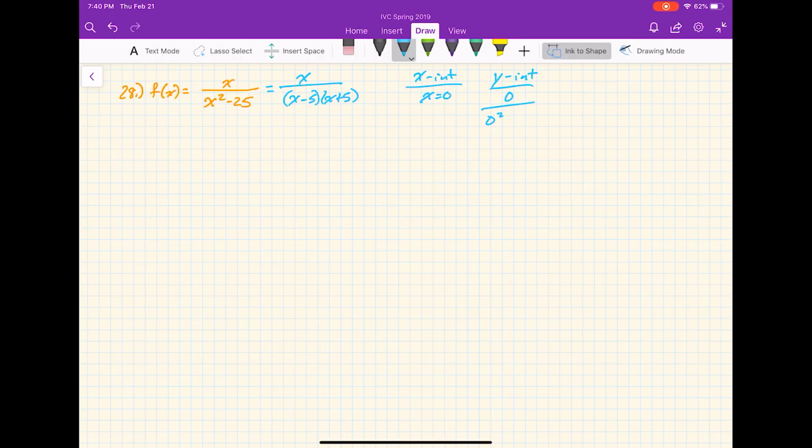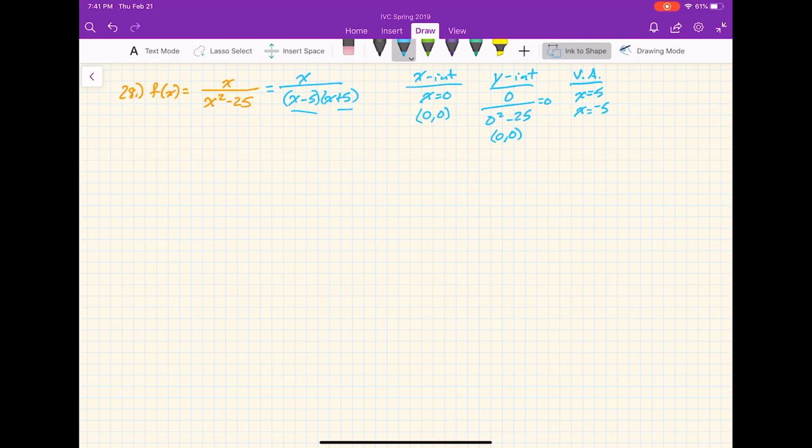You'll see that we put 0 on the top, so we're going to get 0 again. This is similar to a question a couple questions ago where our x and y intercepts were both the same, which was 0, 0. Now we need to find our vertical asymptotes. So we look at the denominator and find our zeros. And we find that x is going to equal 5 and negative 5.